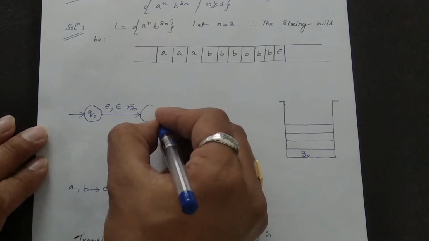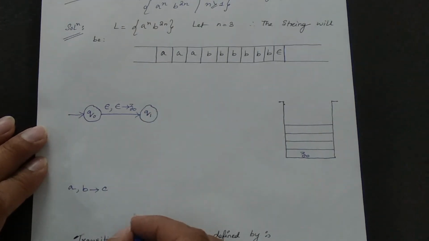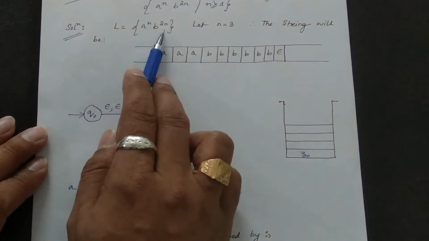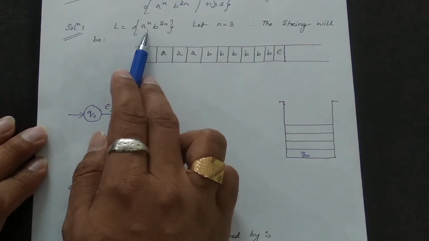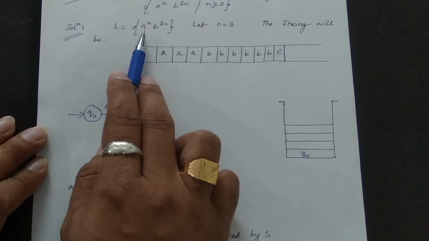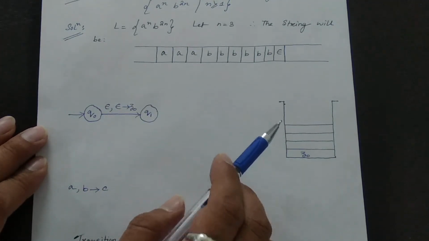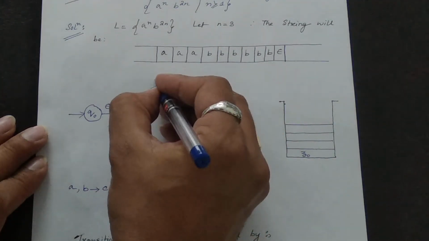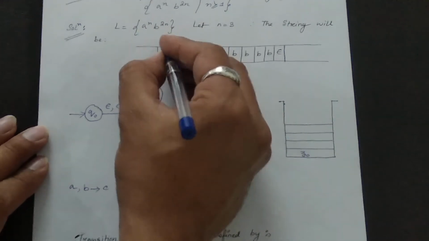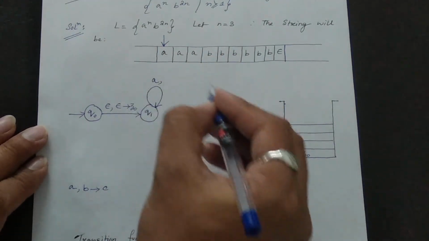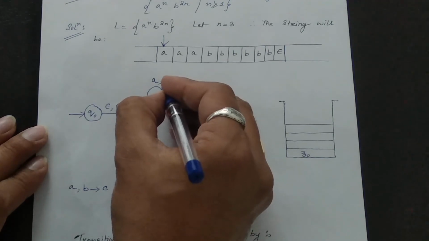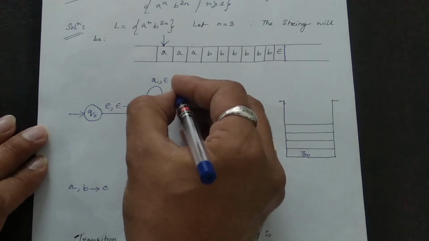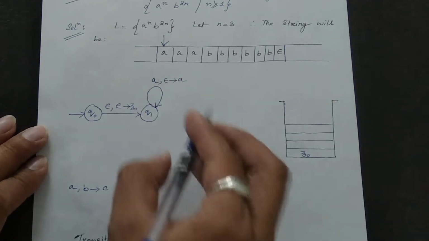Then Q1 is the next state, correct? Now what I have to do, as I already know that the pattern is a to the power n, b to the power twice n. That means after finishing all the a's, then b will start. So definitely for all the a's, I have to push into the stack, right? So I can take a self loop, and I can write like this: on seeing a, what is the top of the stack? Z0. Okay, I am not writing top of the stack, I am writing epsilon. That means nothing to be popped, right? And what I have to push? A.